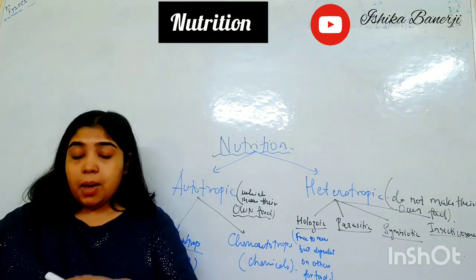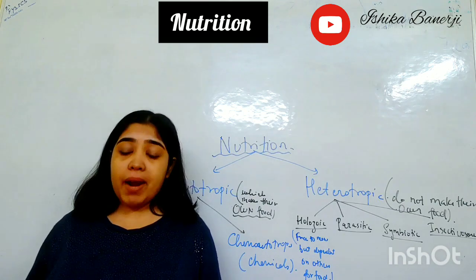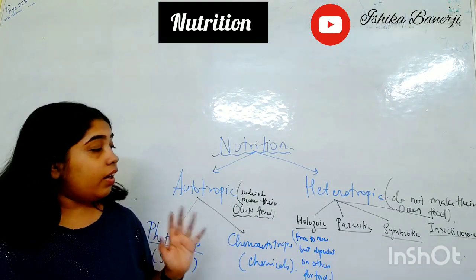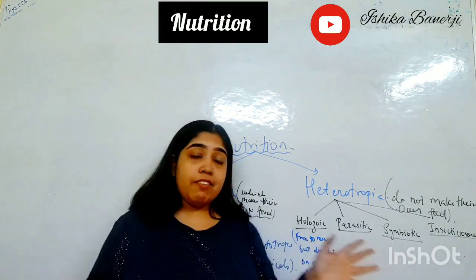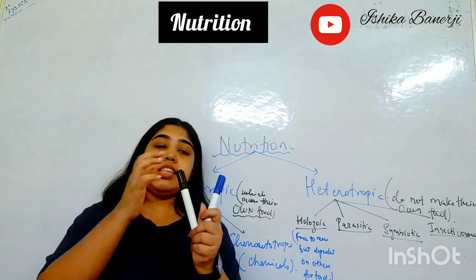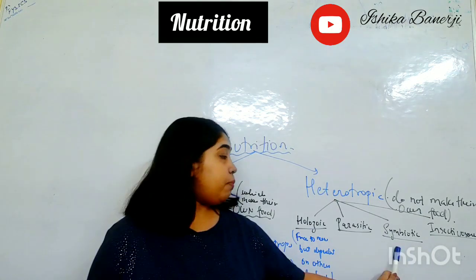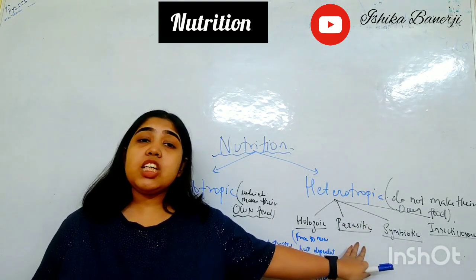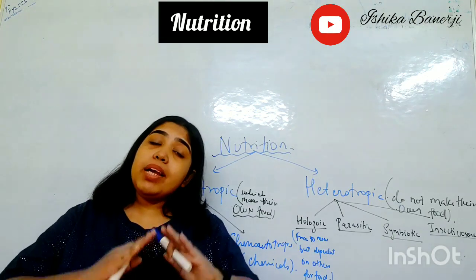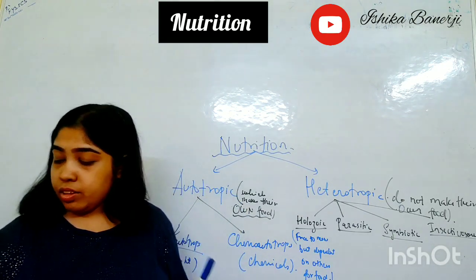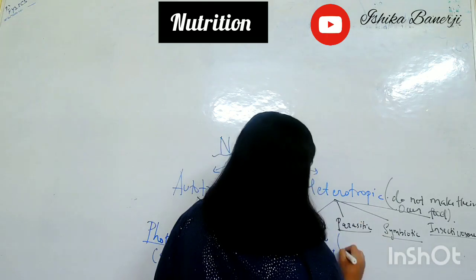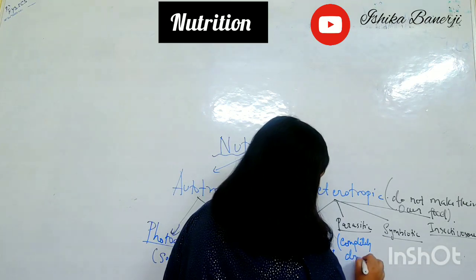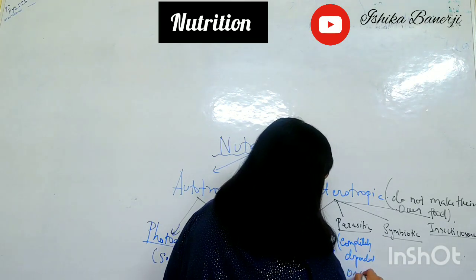Next come to parasites. Who are parasites? Parasite means they are totally dependent on others for food. Symbiotic means they will be dependent on each other. This is dependent on this, this is dependent on that, that is symbiotic. But here they are completely dependent on others for food. So parasitic are those who are completely dependent on others for food. So here you can write completely dependent on others.